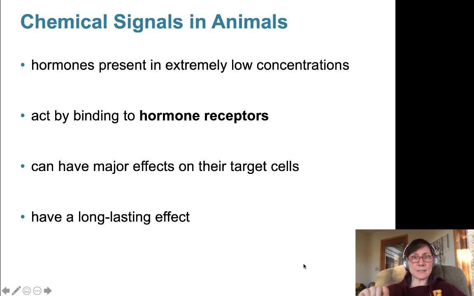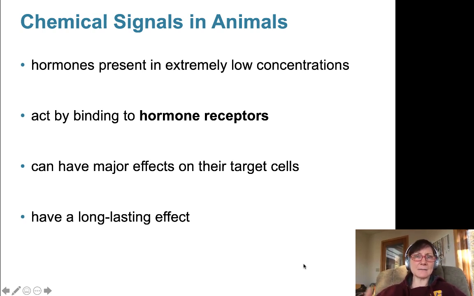And they're going to bind specifically to hormone receptors. And we're going to talk about 3 different kinds or classes of hormone receptors. They'll have specific receptors either on the membrane or inside the cells. And they're going to end up having major effects on whatever their target cells are. And we'll talk about the mechanism for how they're going to impact their target cells. It's slightly complicated, but I'm going to walk you through it. And these impacts can have a very long-lasting effect on the organism, and in this case, on the animal.